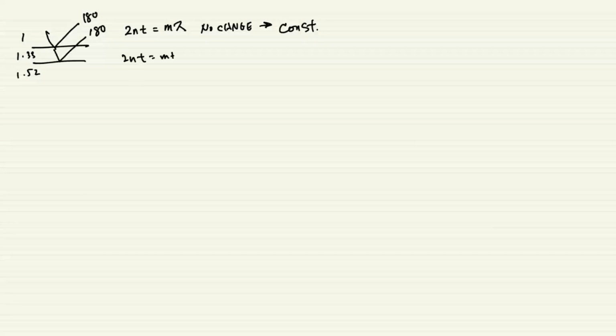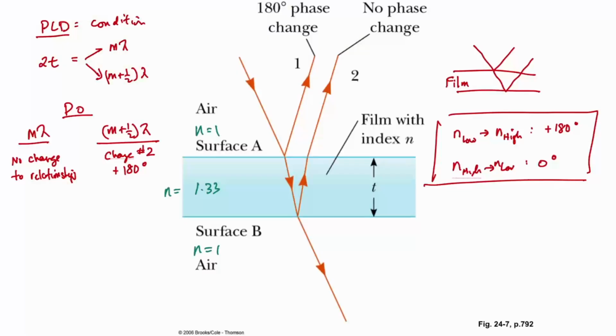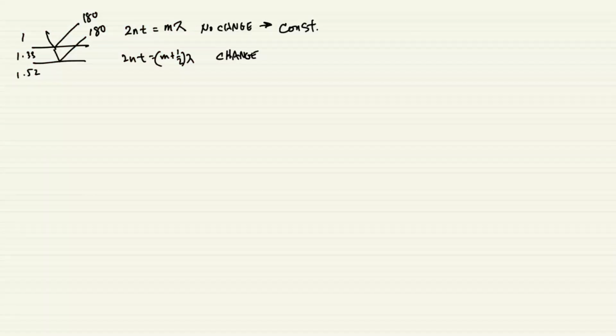2nt equals m plus a half lambda. What does that say? It says to change it, right? Remember over here, what do we do? Change number 2 by 180. So if we change number 2 by 180, we say plus 180 to this, then what does this equation become? We'll have 180 for the first one, we'll have 360 for the second one. Are those in or out of phase? Out, so therefore destructive.